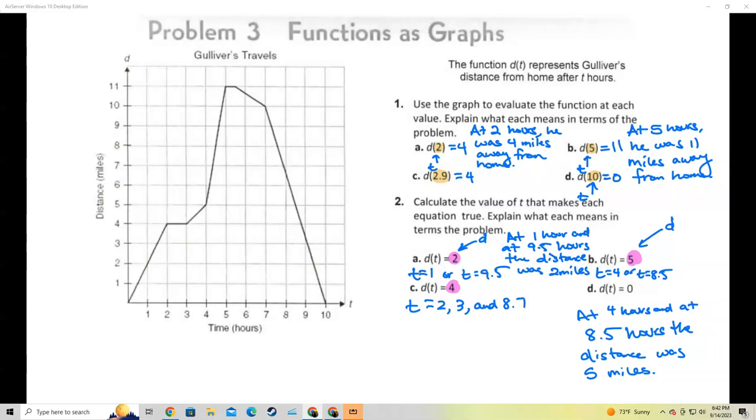And then the last one, when does d of t equal 0? Again, 0 is your distance. If I want the distance to be 0, that means here. That happens right away. And it also happens at 10 hours. So in this case, t is equal to 0. Let me do this in purple so it stands out a little bit. t equals 0 and t equals 10.